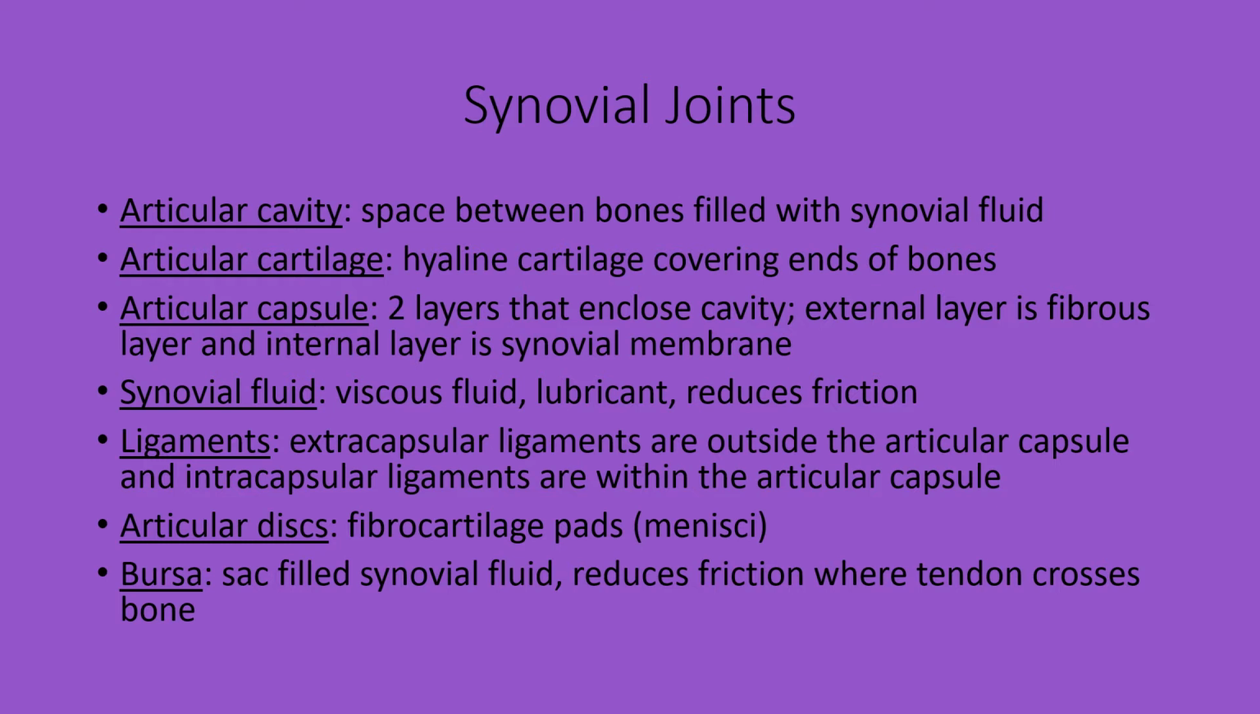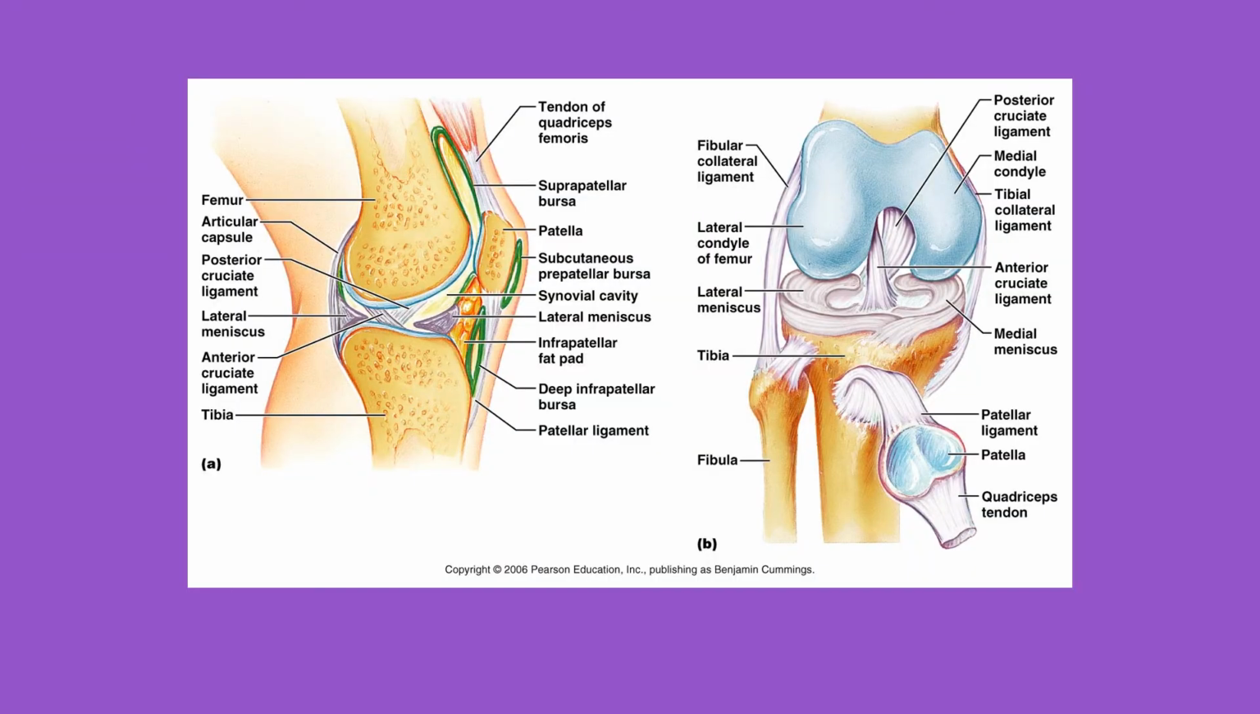Remember, ligament is attaching bone to bone. Tendon attaches muscle to bone. So where that tendon is crossing over the bone, typically underneath it, so between the bone and the tendon will be a bursa to help reduce friction. Helps reduce rubbing of the bone.